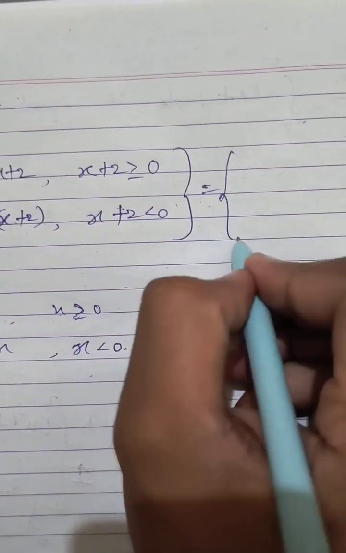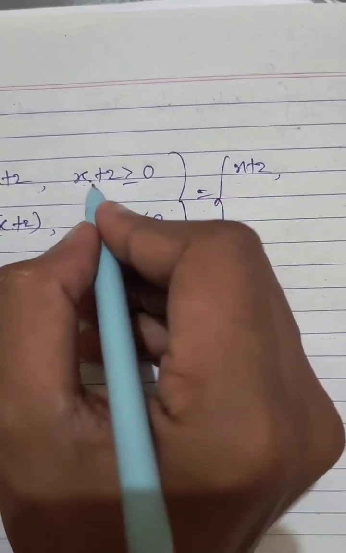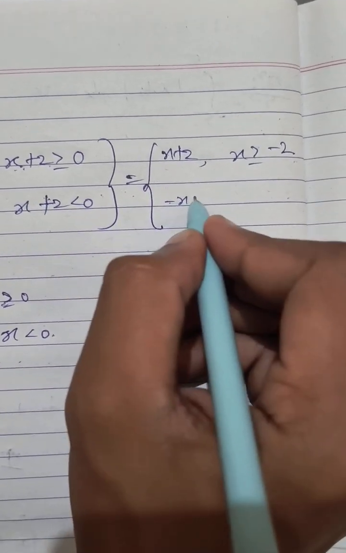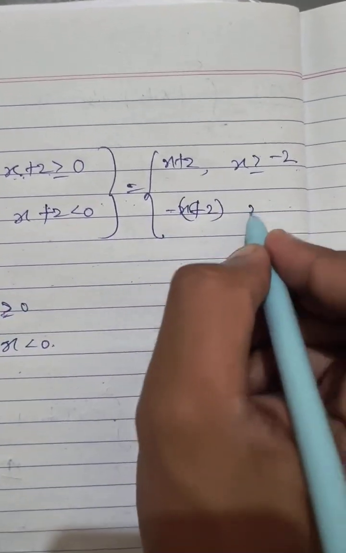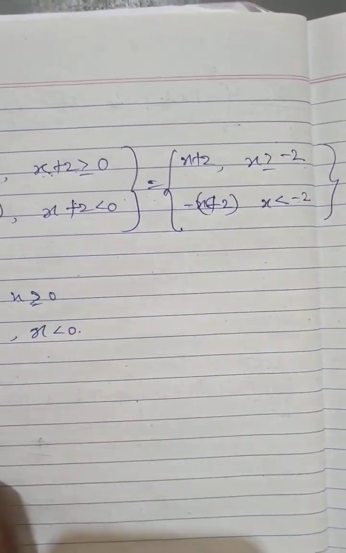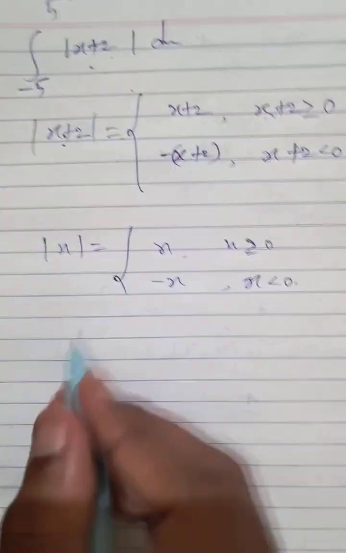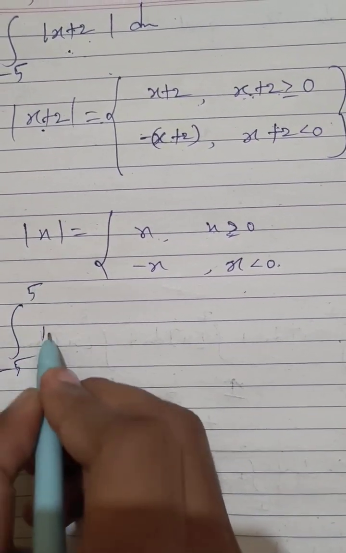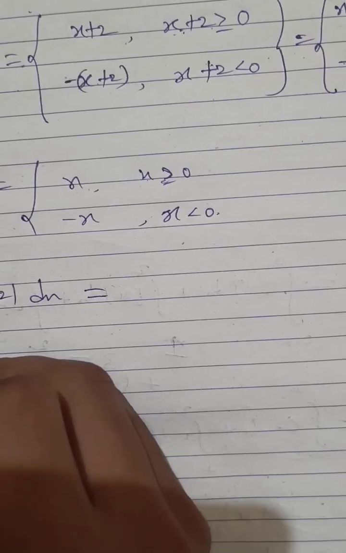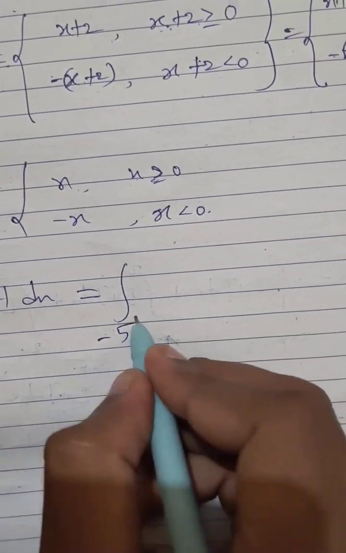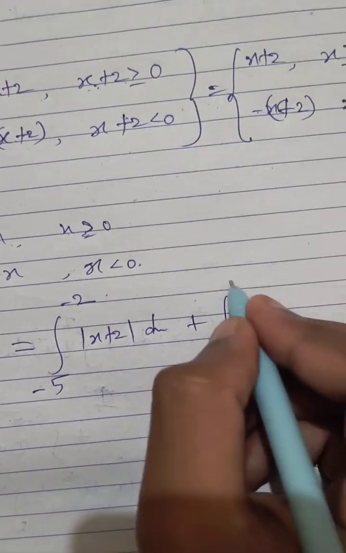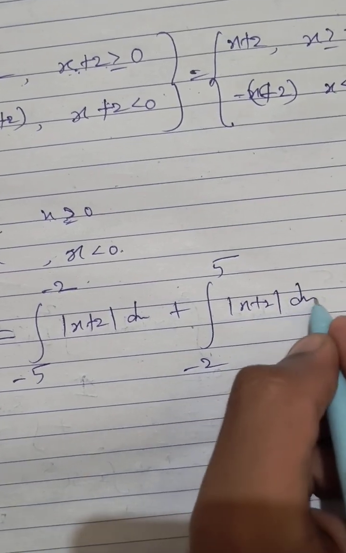Again, define this one. So x plus 2 as it is if x plus 2 is greater than or equal to 0, so x is greater than or equal to minus 2. And it becomes minus of x plus 2 if x is less than minus 2. Is it clear, student? So let us divide this interval. We have to divide this definite integral from minus 5 to 5 of mod x plus 2 dx into two subintervals: the integral from minus 5 to minus 2 of mod x plus 2 dx, plus the integral from minus 2 to 5 of mod x plus 2 dx. Is it clear, student?